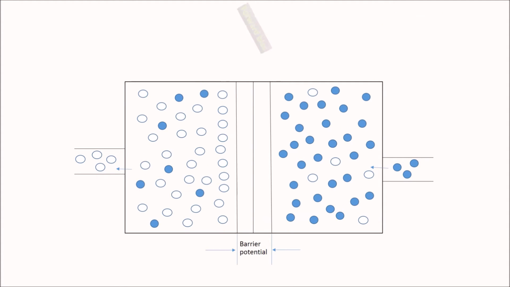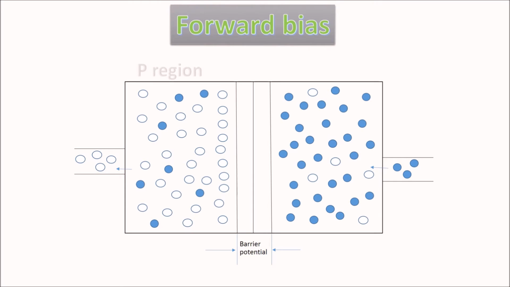For forward bias, the voltage source connections are positive to the P region and negative to the N region. The bias voltage must be greater than the barrier potential, which is 0.3 volt for germanium and 0.7 volt for silicon. The negative side of the bias voltage pushes the free electrons in the N region towards the P-N junction. The flow of free electrons is called electron current. It also provides a continuous flow of electrons through the external connection into the N region.